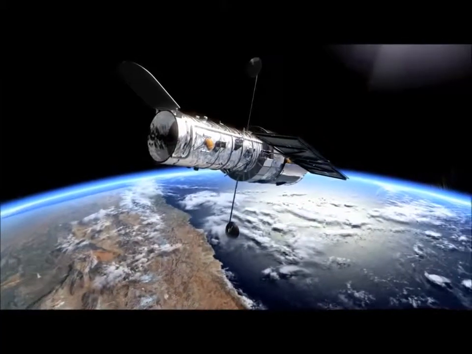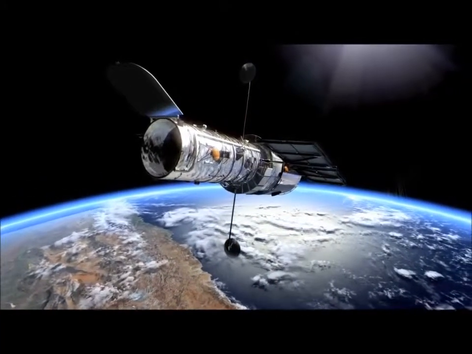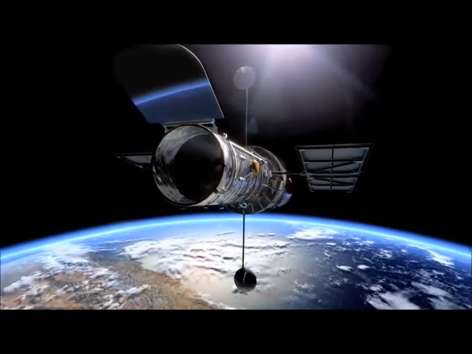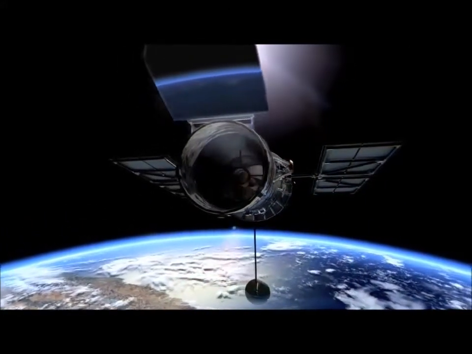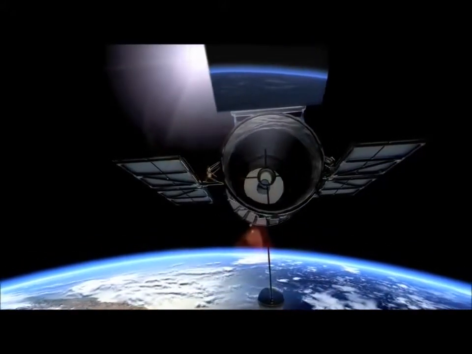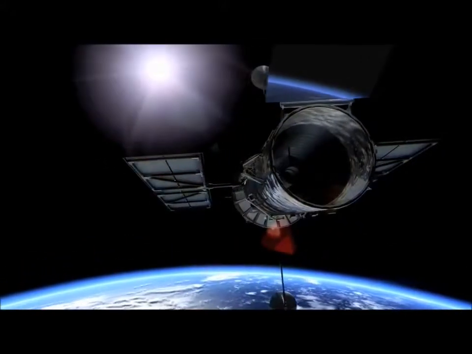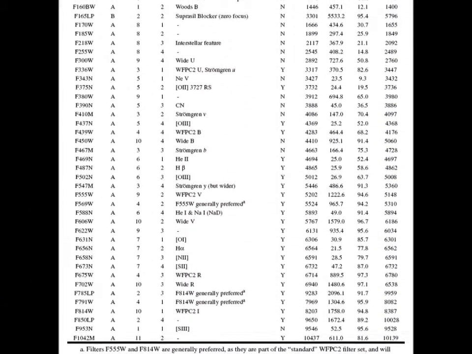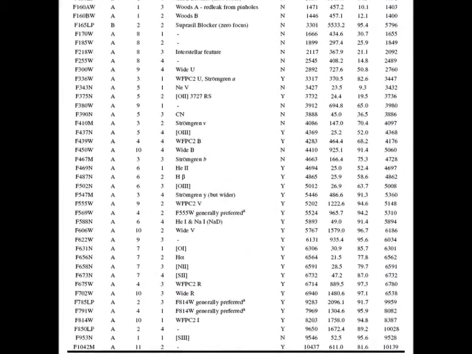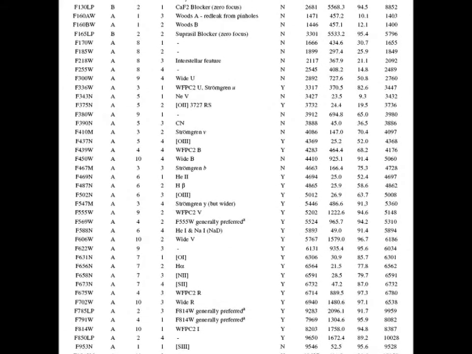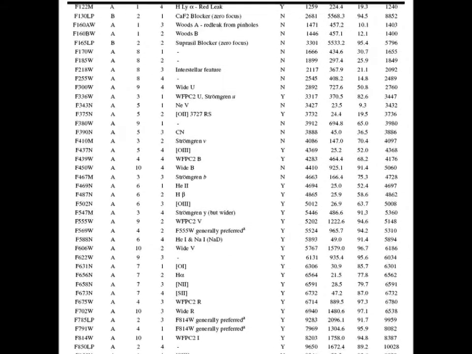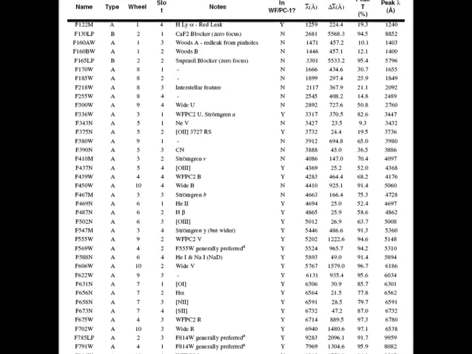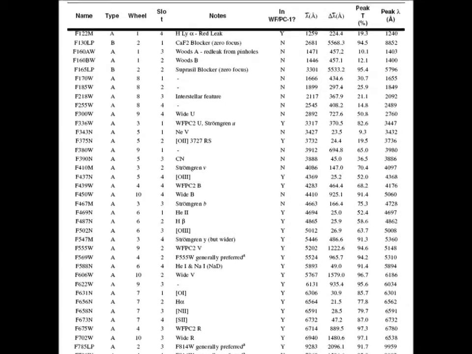Hubble can see wavelengths from 115 to 2,500 nanometers. This includes ultraviolet, visible, and infrared light. Hubble, like all modern telescopes, captures images using a CCD and light filters. Here is a list of all of the light filters that Hubble can use. Hubble has many different light filters, and each one lets in different kinds of light. Some filters are broad and some are narrow.